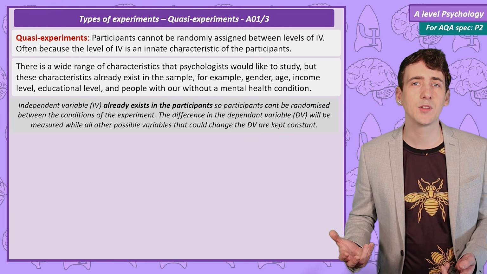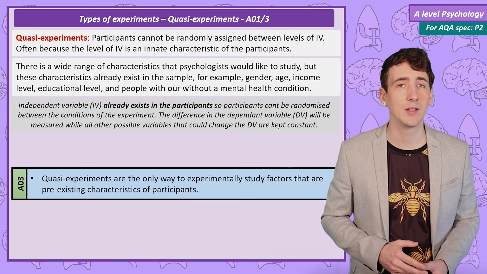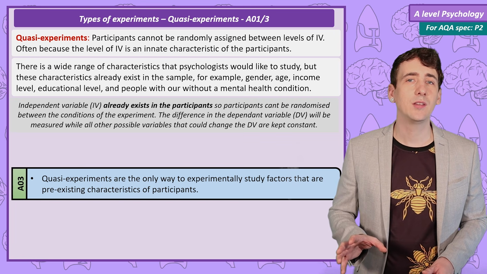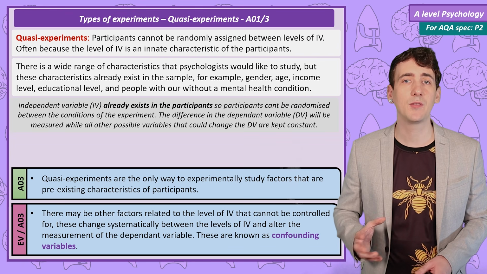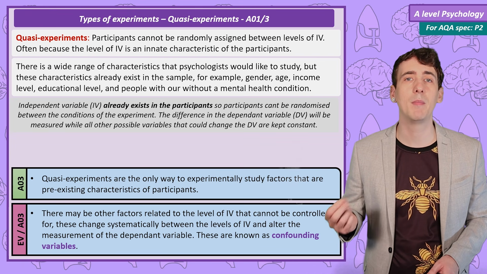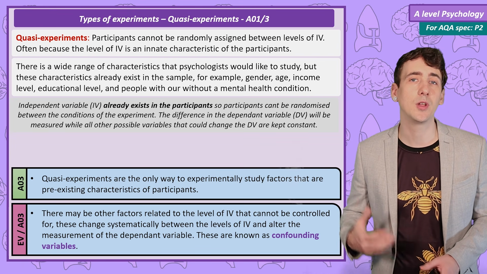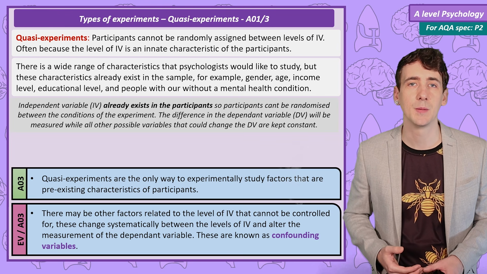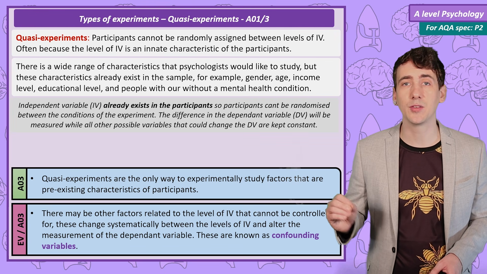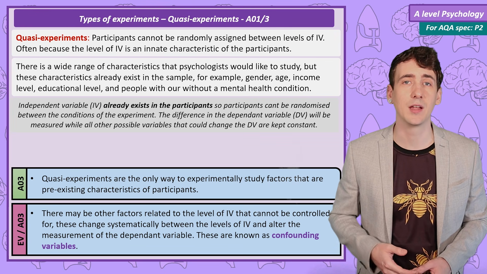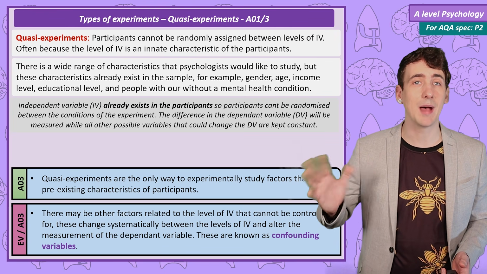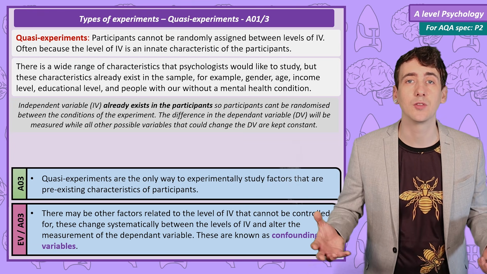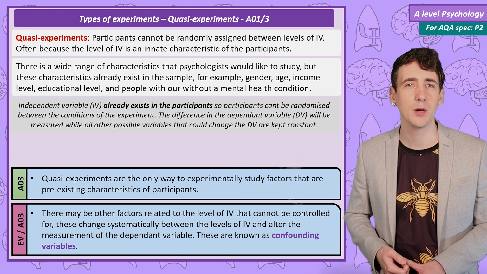A strength of this type of experiment is it's simply the only way to study these factors. But a negative is there could be differences in these groups that goes beyond group membership. Say, for example, if we're conducting a study on males and females and biological ability to solve puzzles. There may be differences in how males and females have been educated and socialised that actually explain these results. These factors that change systematically between the conditions and can't be controlled are known as confounding variables.